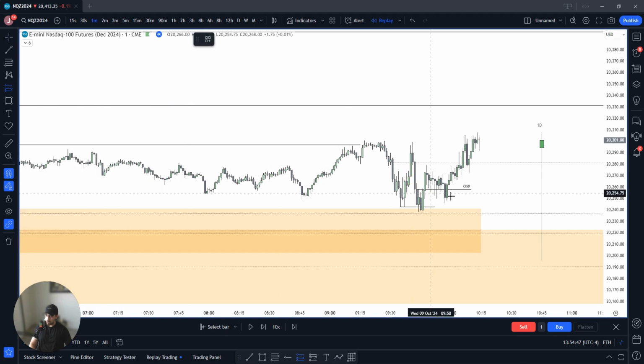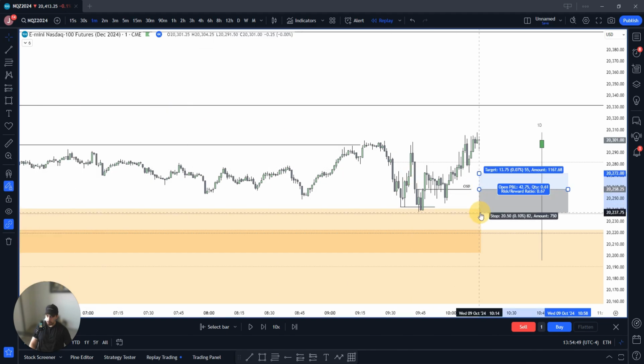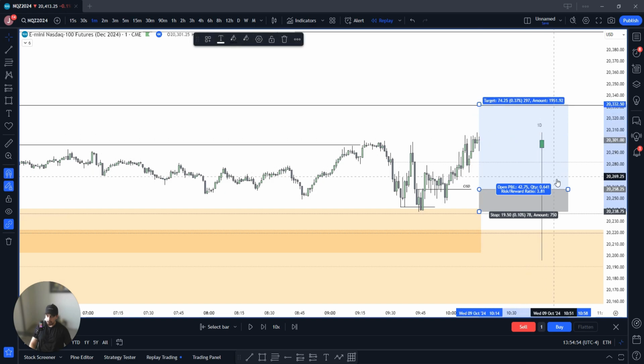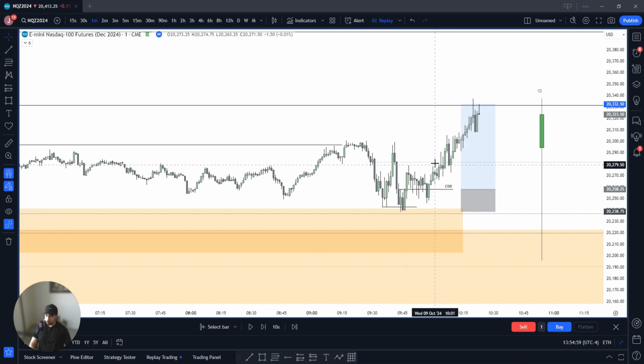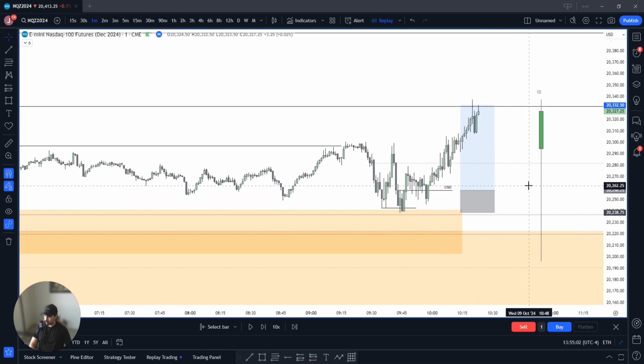Your entry would be right here on the CISD, and you would put your stop loss right here where we swept liquidity, and then you would aim for that higher time frame draw for a 3.81R, right? Very, very simple. And then we ended up hitting that at 1020. Very, very simple framework here, guys.